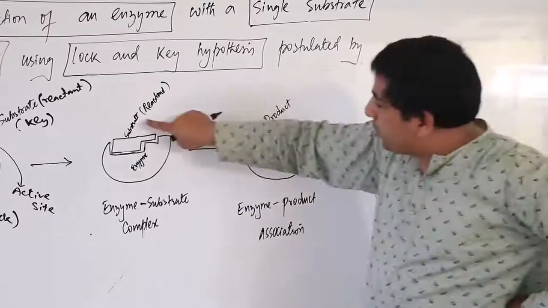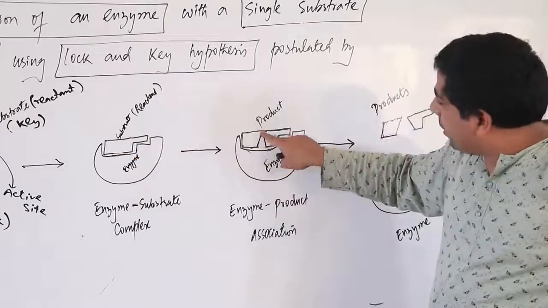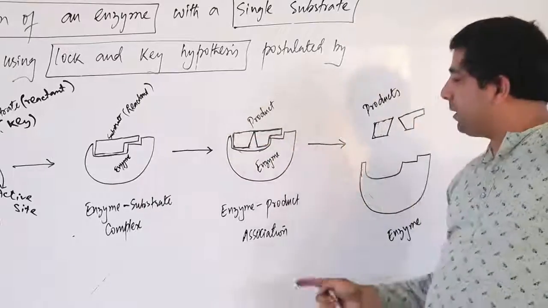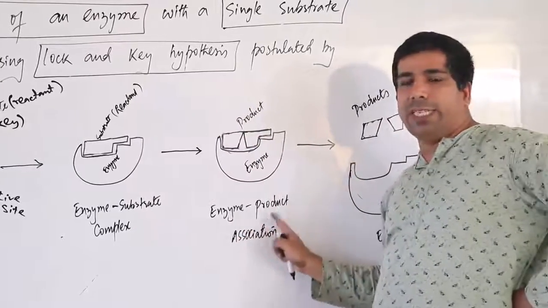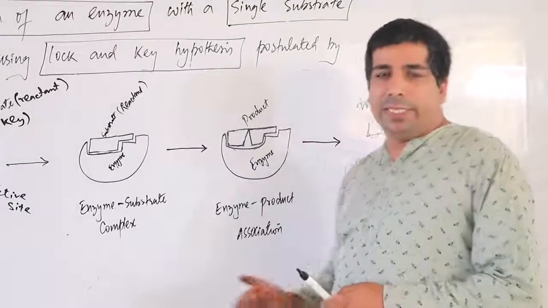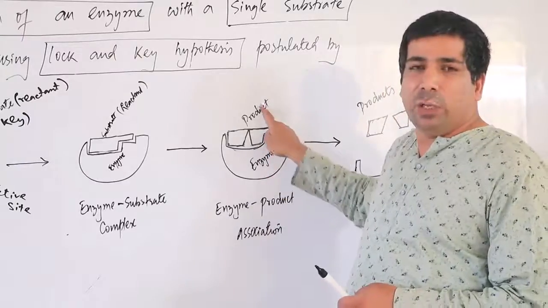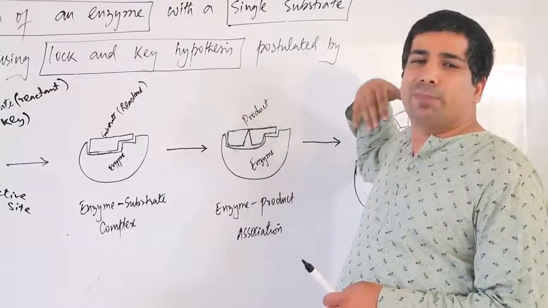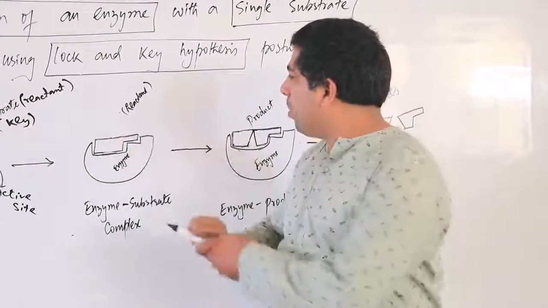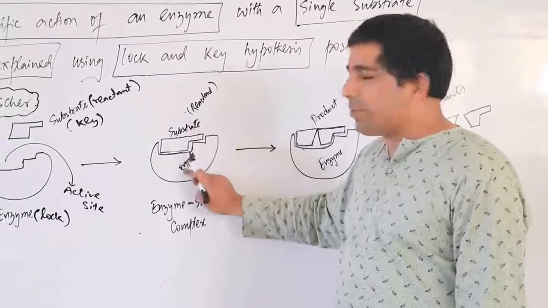Okay, here the substrate was attached to an enzyme. Now substrate has been converted into products. And products are still attached to an enzyme, so we call it enzyme product association. And remember, there is a weak bond between enzyme and product. Bond is very weak. So enzyme will easily leave this product now. But the bond between this substrate and enzyme is a very strong bond.